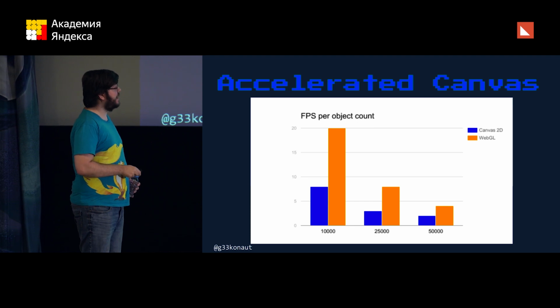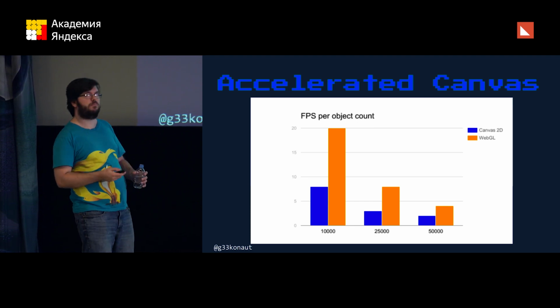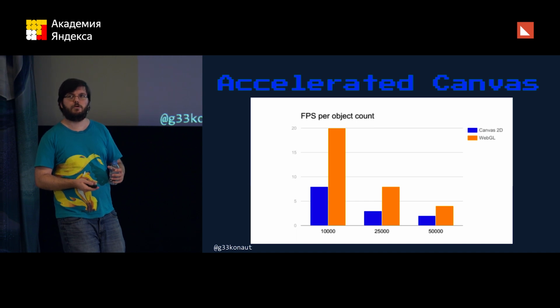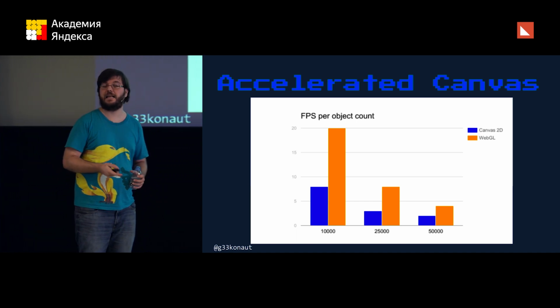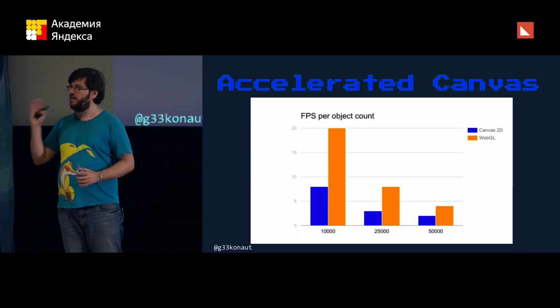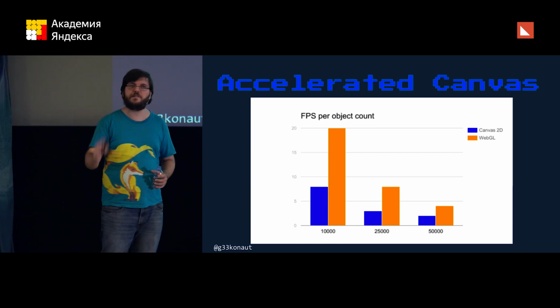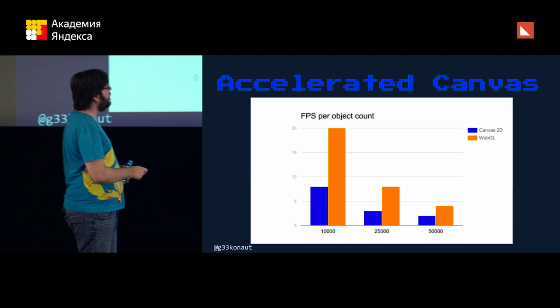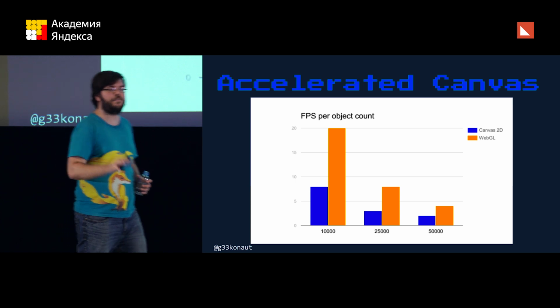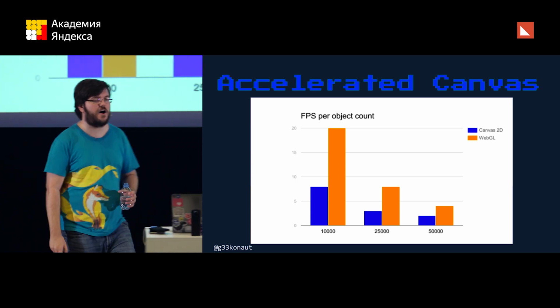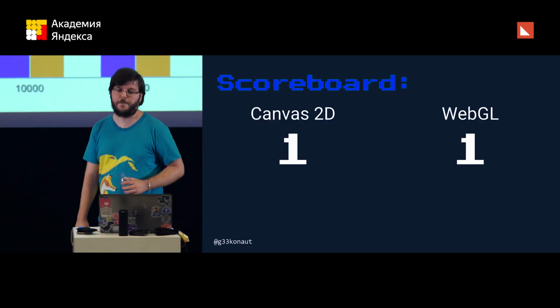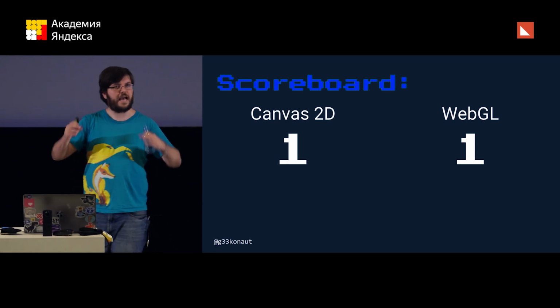At 25,000, even WebGL goes, ooh, there's more efficient ways of doing that. To be fair, that's not WebGL. I've written a really bad shader because I couldn't be bothered to actually write a proper shader. So if your shader is not very good, 25,000 is where it starts to not look very nice anymore. But I think we kind of have a draw here.